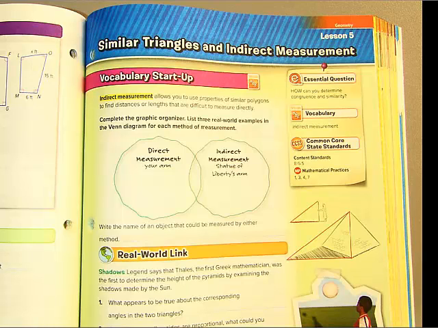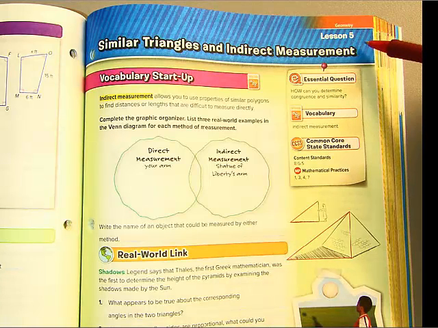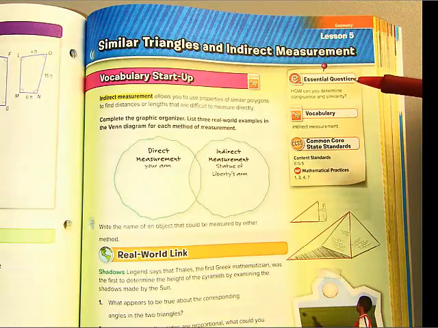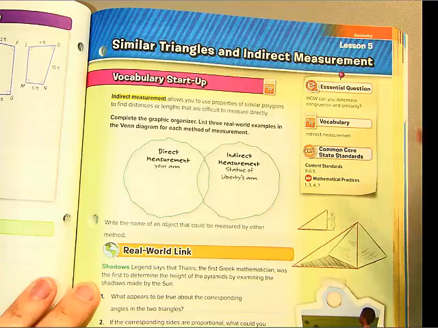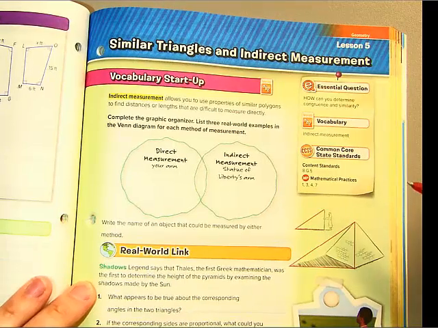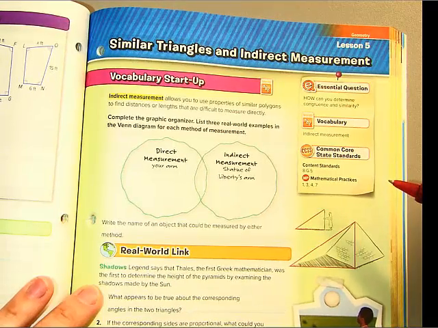Welcome back, class. Go ahead and open your books to page 553. We are doing lesson 7.5, similar triangles and indirect measurement. Okay, go ahead and turn to page 553, lesson 7.5. If you need to pause it and get there, do so.